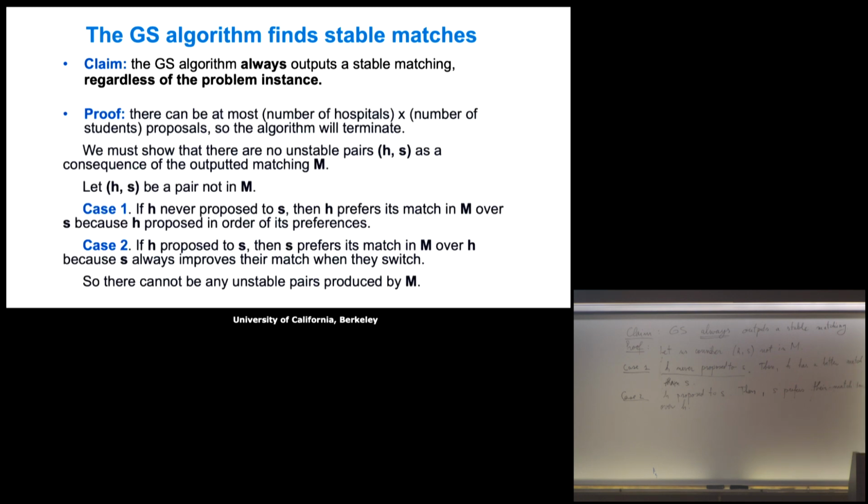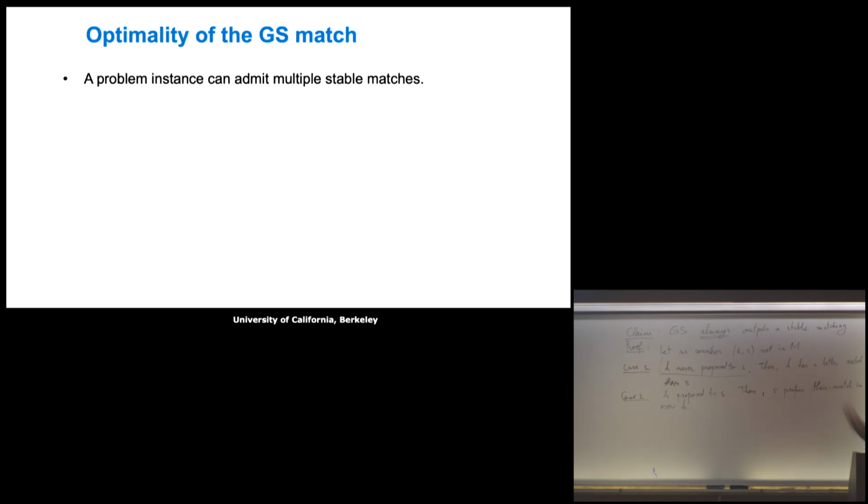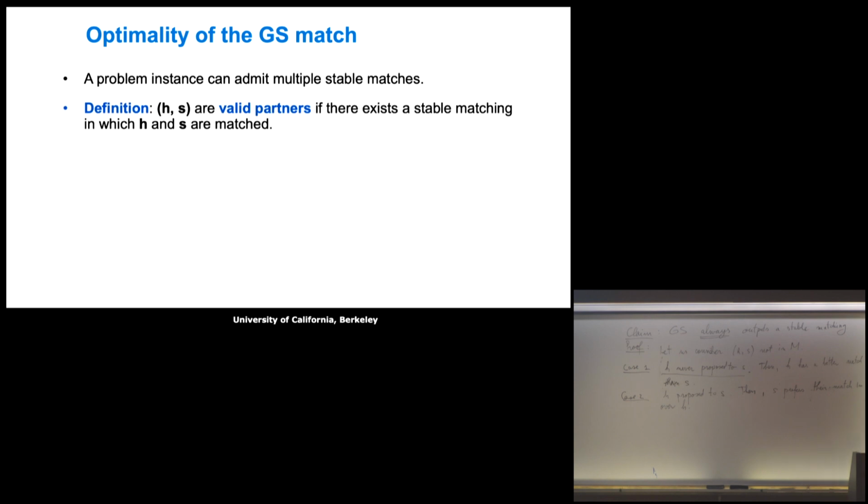Okay. So the proof fits on one slide, and you'll have it in the slide deck. Now, it turns out that for some problem instances, we can have multiple stable matches. There can be a lot of them, and we need to reason about them. What makes a stable match better than another stable match? To do that, we introduce another definition, and I promise this is the last one for the full deterministic, full known preferences case. So we're going to call a pair of a hospital and student valid partners if there exists a stable matching in which H and S get matched.